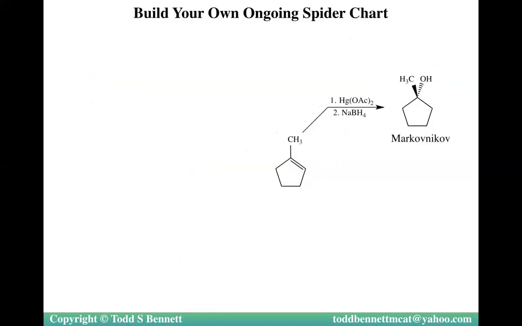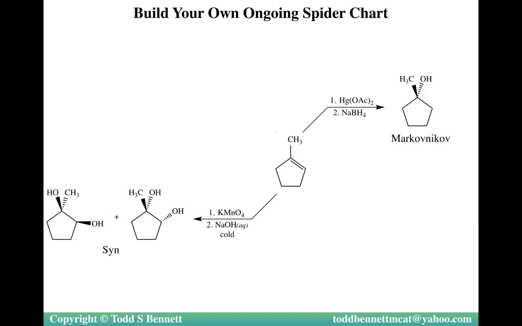So building the spider chart, I have 2 more to add. The first one, KMnO4, done cold in basic conditions, forms a syn diol. So notice that they are both back or both in front. They're enantiomers. You get a 50-50 racemic mixture.